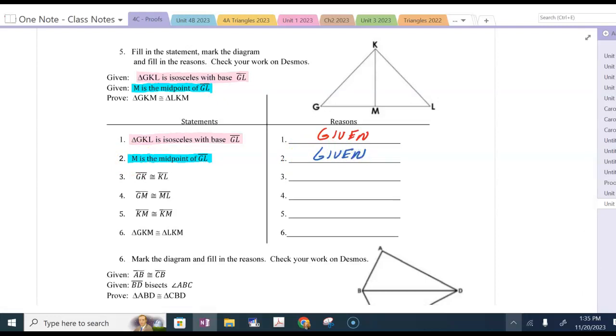And now I'm going to come back to what does it mean to be an isosceles triangle? Well, if that triangle is isosceles, that means the legs, GK and KL, are congruent. That's what I wrote in step 3. And the reason is that is the definition of an isosceles triangle.